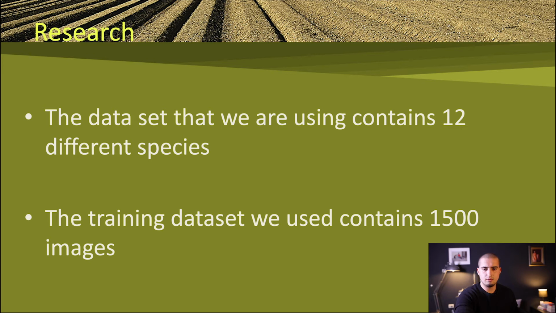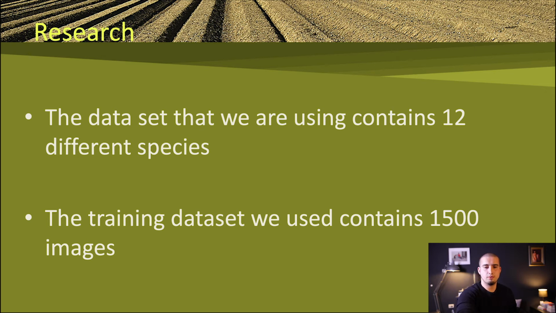The dataset that we used, here it is, contains 12 different species. There are two types I already mentioned: the positive and negative, with weed and without weed images. The species we used are two types of blackgrass and common chickweed. The training dataset we used contains about 1,500 images, from which 770 are negative with no weed, and 730 are positive images with weed. The validation set contains 575 images, from which 203 are negative and 186 are positive.